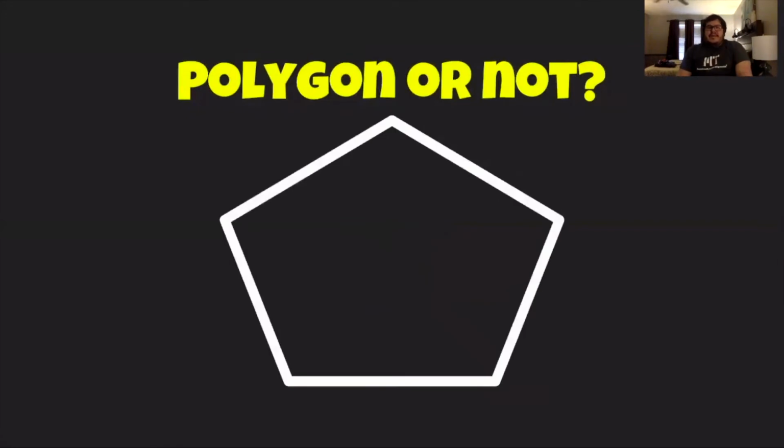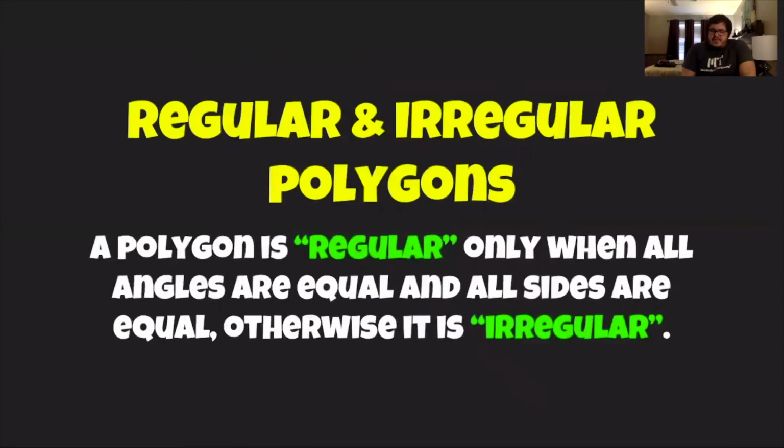What about this pentagon? Is it a polygon? Well, certainly. It's closed. It has all straight sides. And what's the last one? Closed, straight sides, no curved shapes. So it's definitely an easy one to spot right there. So that's really the gist of a polygon.